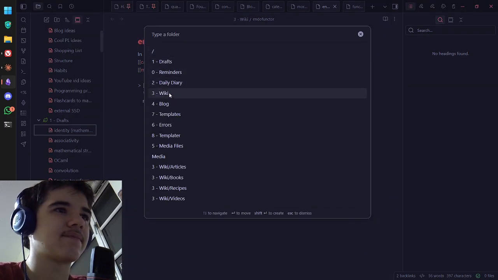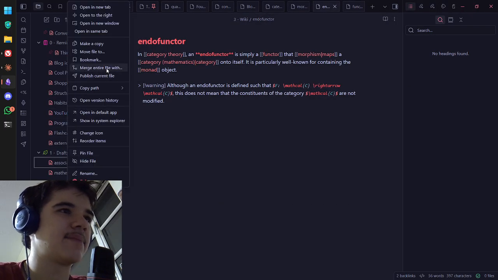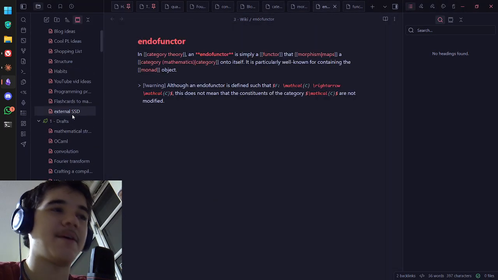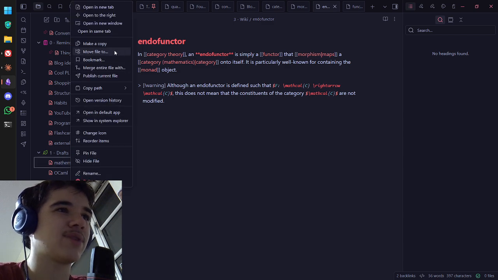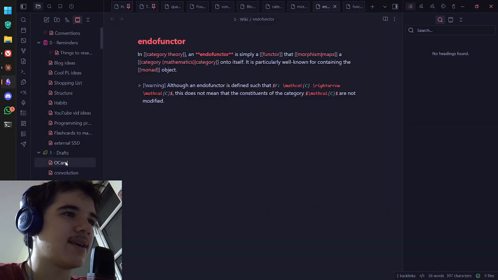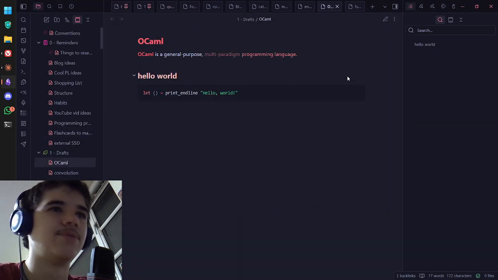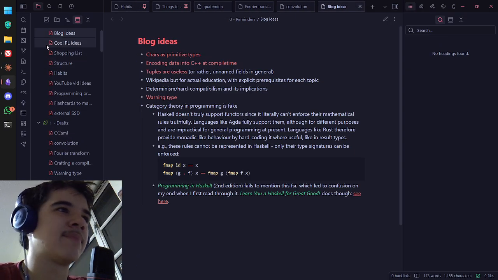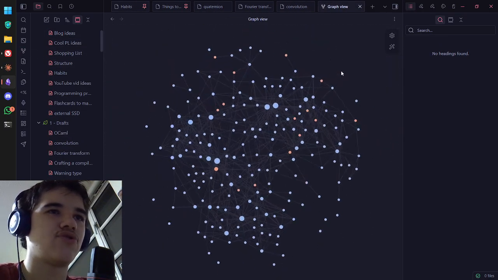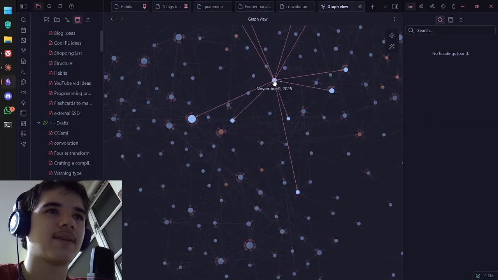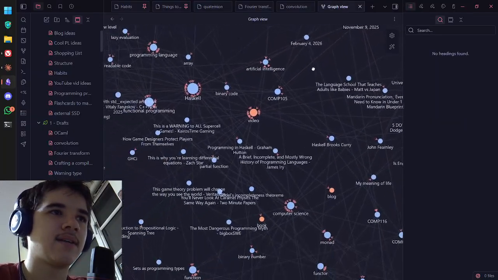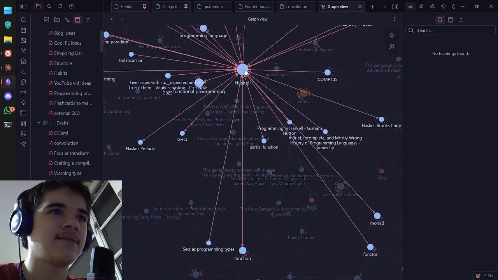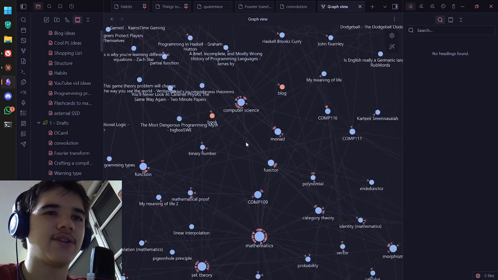Identity, associativity. I actually made quite a lot of progress today. I'm very happy. Oh, Caml, soon. And then let's see if we can look at my tree here. Holy moly. Haskell. Functor. Here we go.